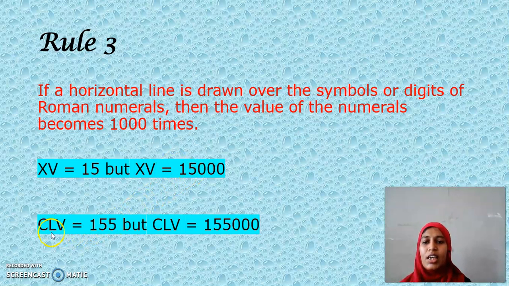Whereas CLV is 155. But CLV with a bar, if the bar is there, it becomes 1,55,000. Or you can say 155,000 in the international system also. Both are right. Hope you understood all the 3 rules.